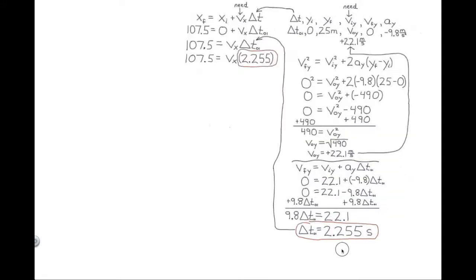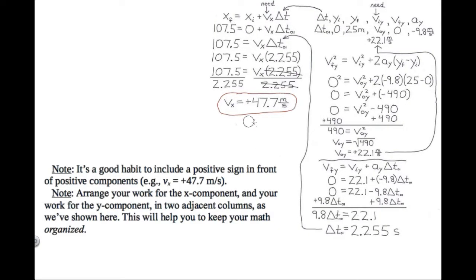Now we substitute our result for delta t, which we obtained from our work on the y component, into the kinematics equation for the x component. Our x equation now has only one unknown. So we're ready now to solve this equation for v sub x. Our result is that v sub x equals positive 47.7 meters per second.